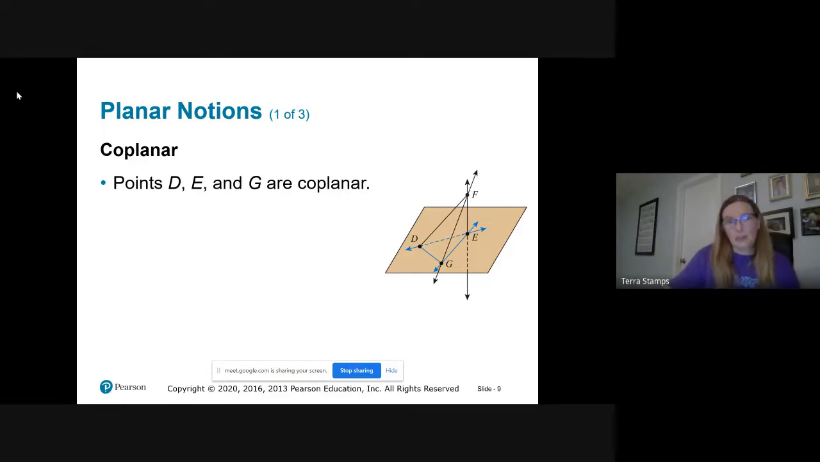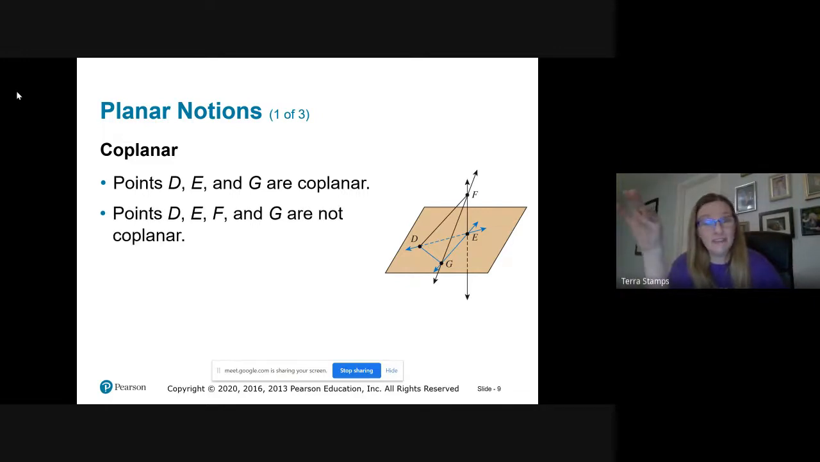Okay, planar notions here. Points D, E, and G are coplanar. Remember what we talked about co, right? Together on a plane. Points D, E, F, and G are non-coplanar. F is hanging out up there. All the rest of them are on that plane. Remember, think about a plane like a piece of paper. F hovered over here.